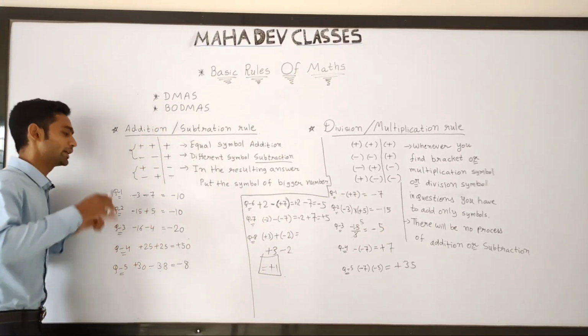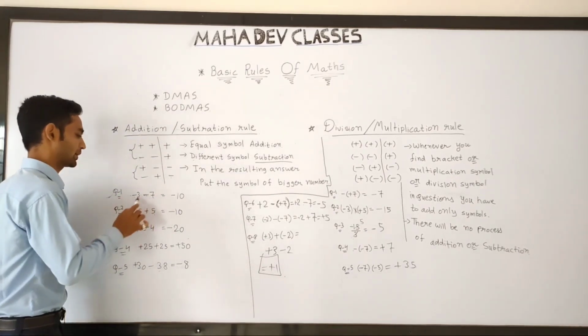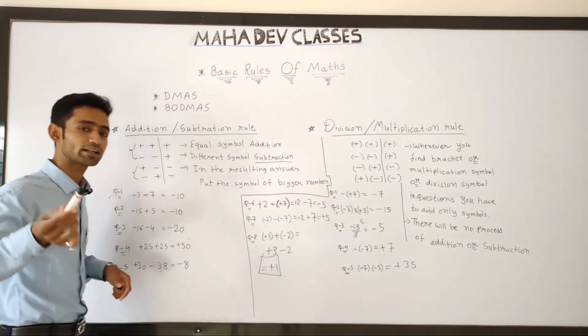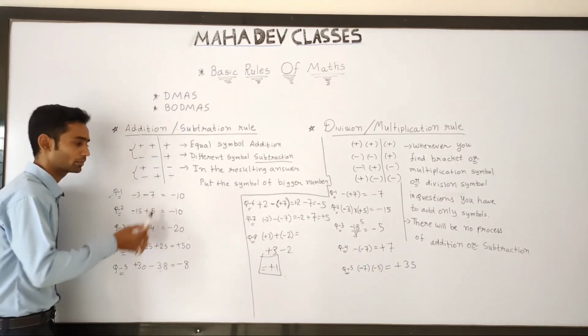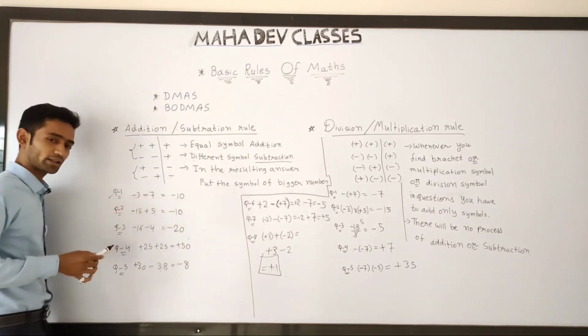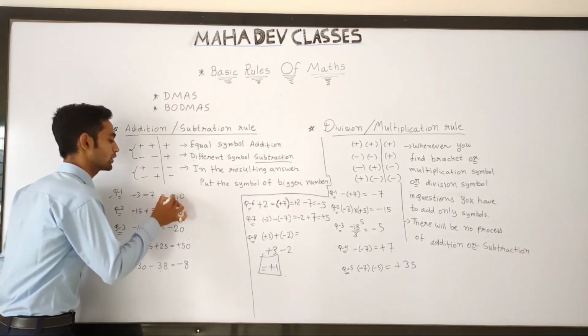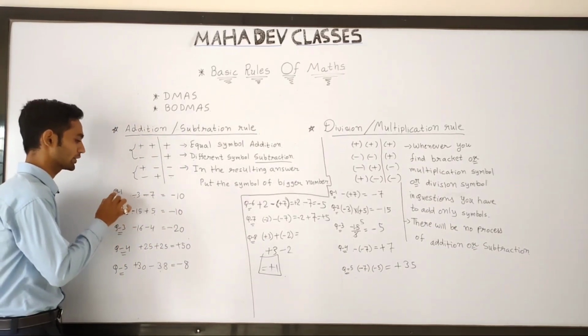-3 -7, equal symbol, addition. 7 plus 3 you will get 10, and in the resulting answer we will put the symbol of the bigger number. Okay, and 7 is the bigger one, and 7 has a minus sign. That's why we will put minus here. Okay, this was the question.